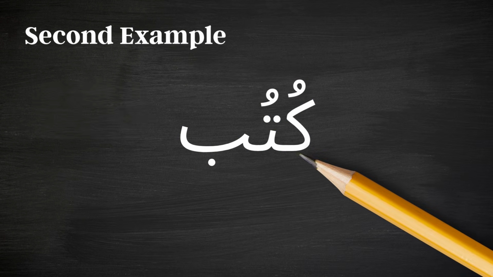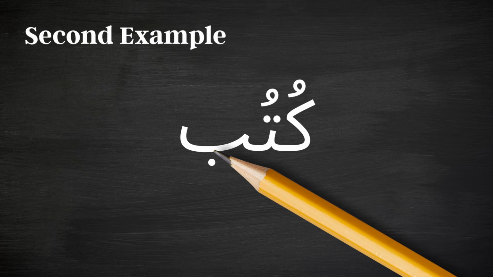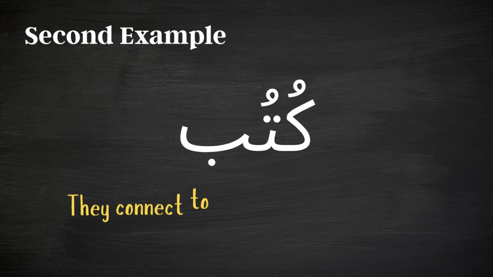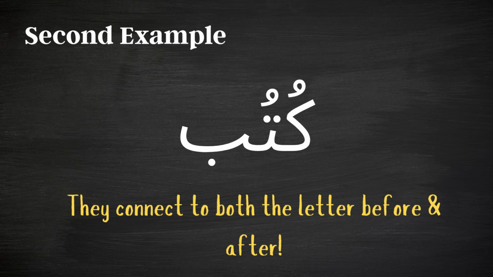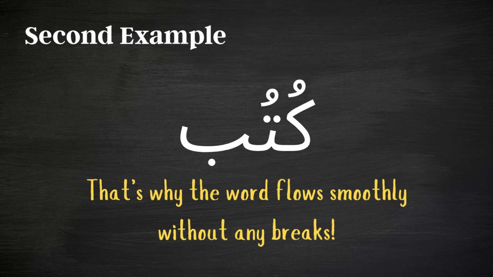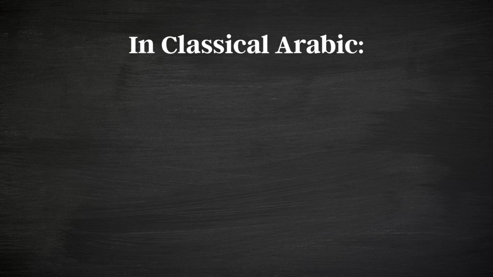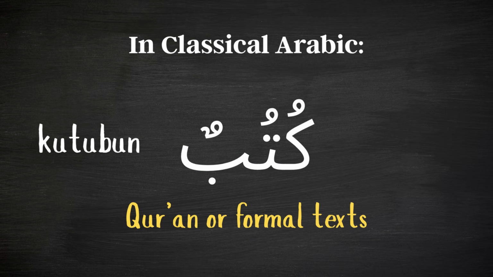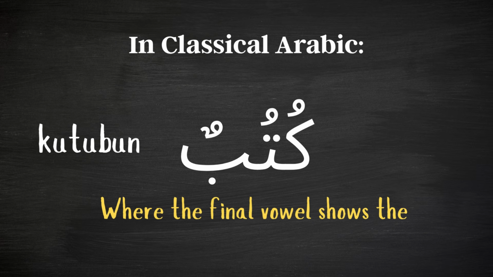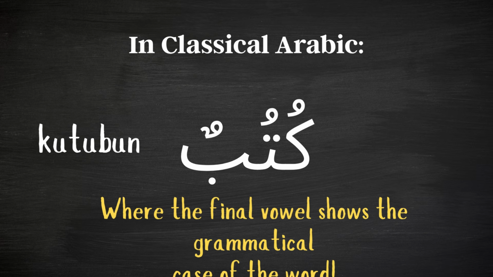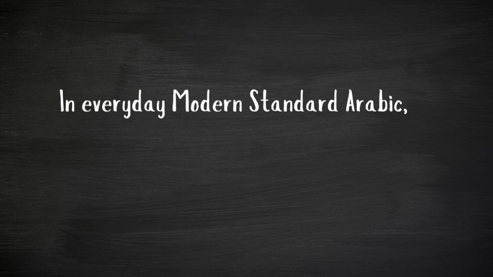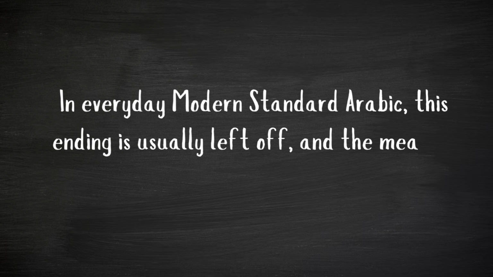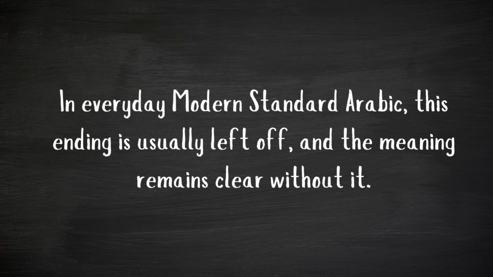Notice, kaf, ta, and ba are 2-way connectors. They connect to both the letter before and after. That's why the word flows smoothly without any breaks. In Classical Arabic, just like the first example, this word may also appear fully voweled as kutubun, especially in the Quran or formal texts, where the final vowel shows the grammatical case of the word. In everyday Modern Standard Arabic, this ending is usually left off, and the meaning remains clear without it.